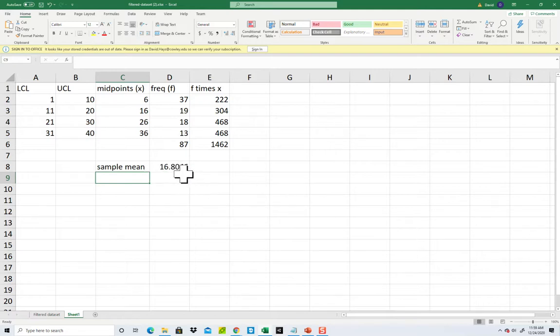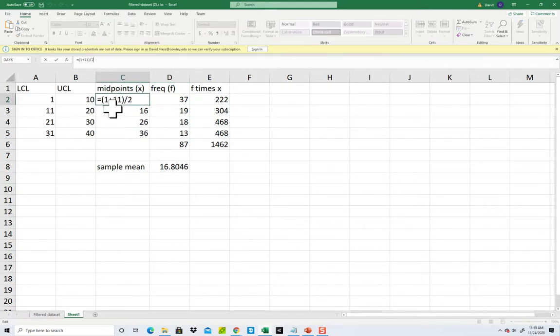And I didn't get the same answer that you did, which means I used the wrong formula here. I want to do 1 plus 10 divided by 2. It's easy. I'll just change that. Oops. Let's try it again.